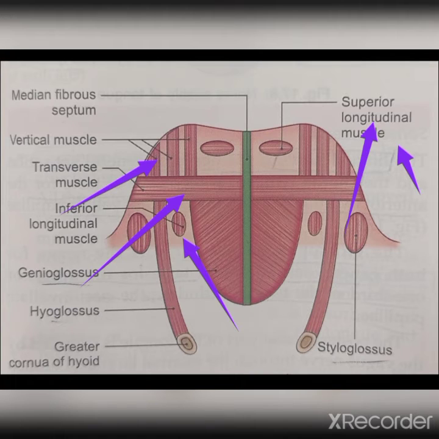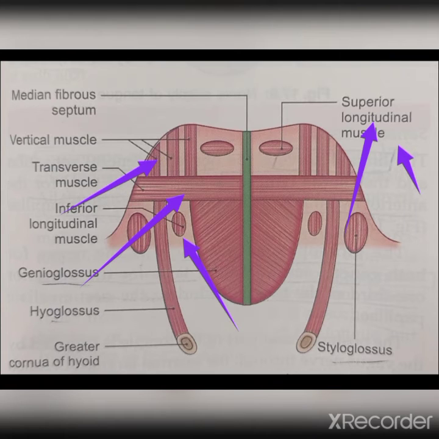And now talking about the inferior longitudinal muscle, the function of the inferior longitudinal muscle is that it acts to curl the tip of the tongue inferiorly, and this is the opposite of the superior longitudinal muscle, so it makes the tongue convex in shape, and it also shortens the tongue.